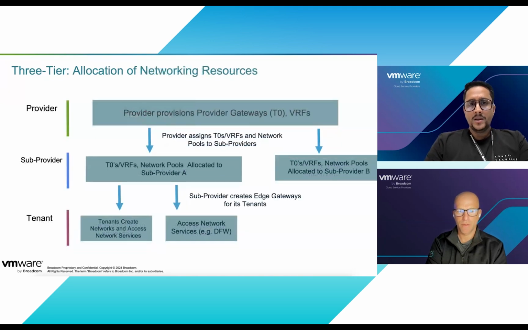Same thing for networking. The provider has access to all the T0s and T1s or the VRFs. Then it's up to them how they position the tier 1 and the tier 0 gateway to the sub providers, and how the sub providers create the T1, which is the edge gateway for each of the tenants. For this three-tier feature, we have enhanced a lot of networking features which scale out to a larger number.